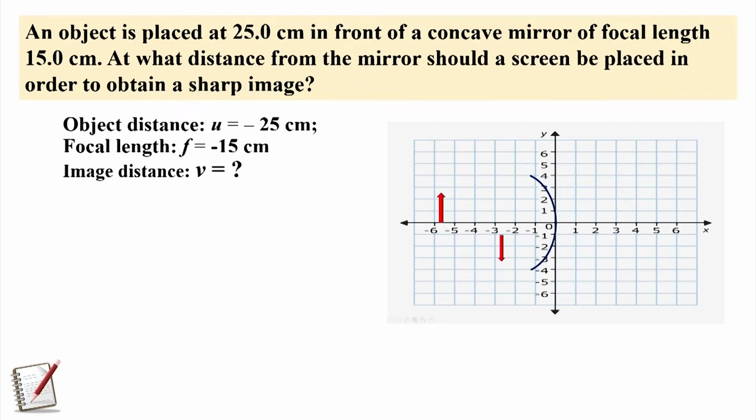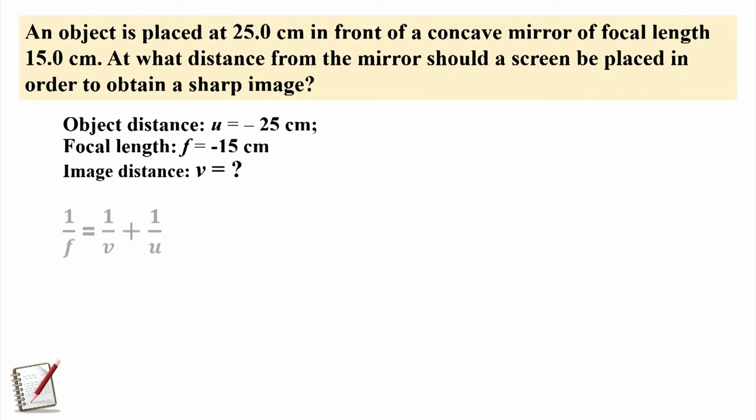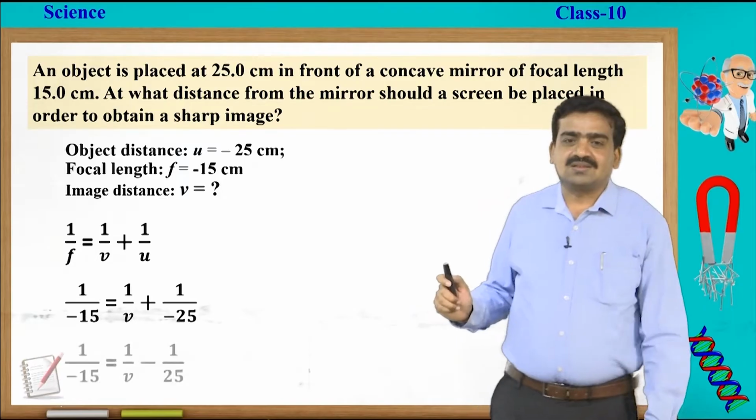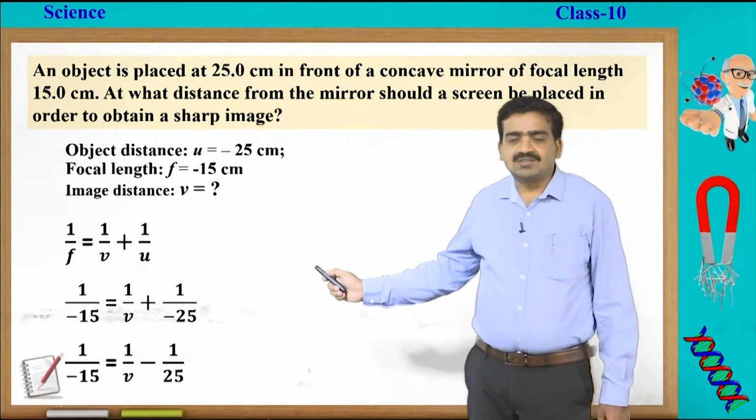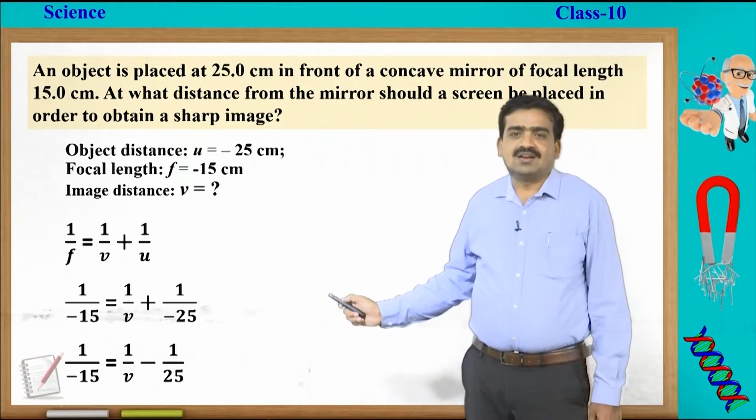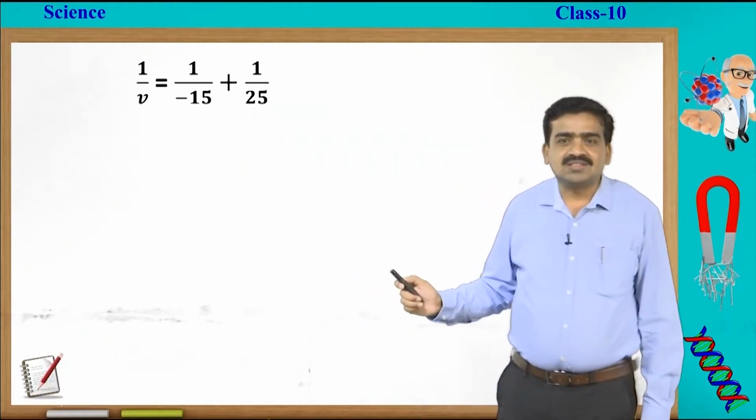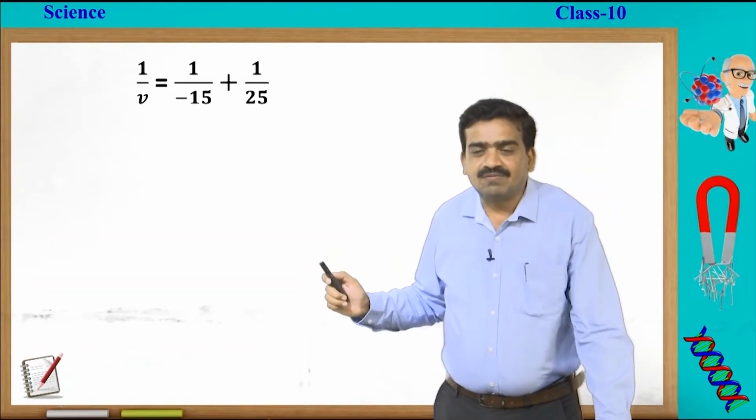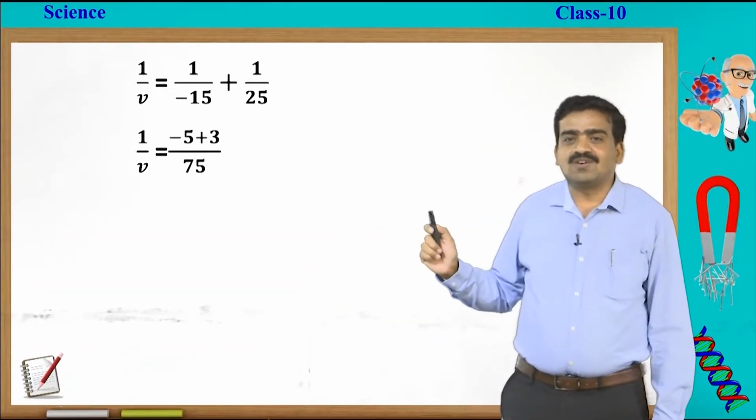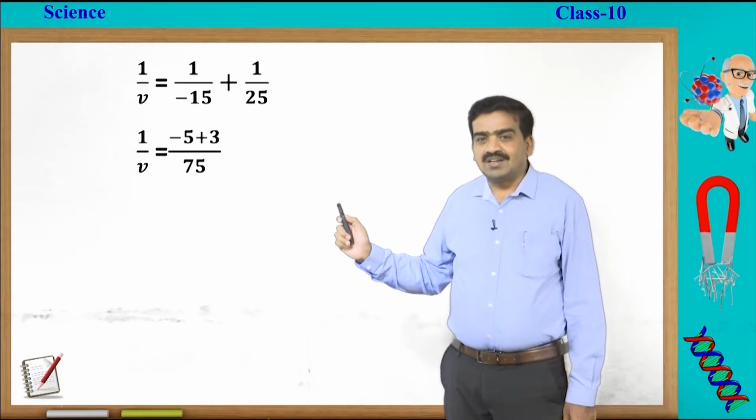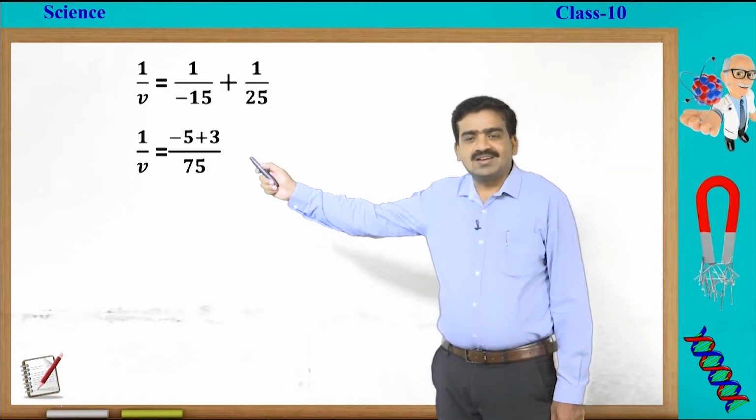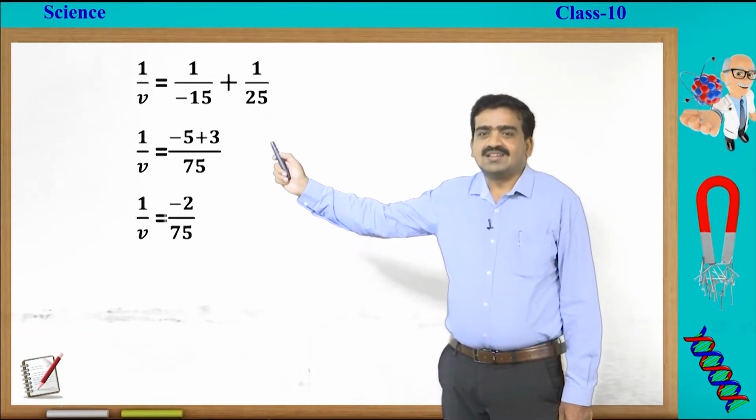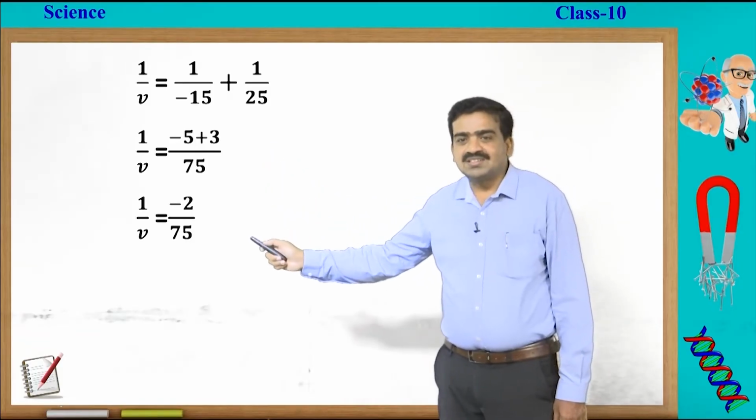Image distance v we have to calculate, so use the formula 1 over f is equal to 1 over v plus 1 over u, substitute the values for f and u, and you will get the value of v. Just transpose the numerical values from one side to the other side, and you will get 1 over v is equal to 1 over minus 15 plus 1 over 25. LCM for 25 and 15 is 75, and if you simplify the numerator, we will get minus 5 plus 3, then 1 over v is equal to minus 2 by 75.